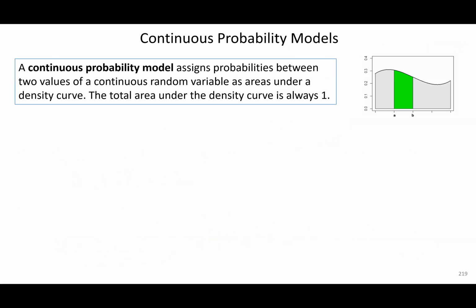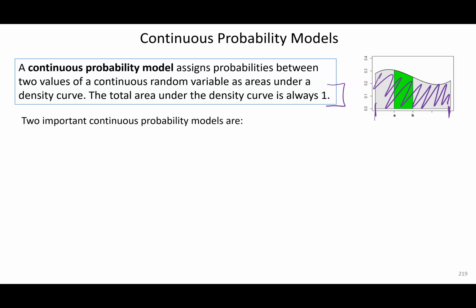So, continuous probability model. We were talking about discrete, and we're going to introduce continuous. So the idea is the probabilities between 2 values. If I add up all of this area right here, it's always going to equal 1.